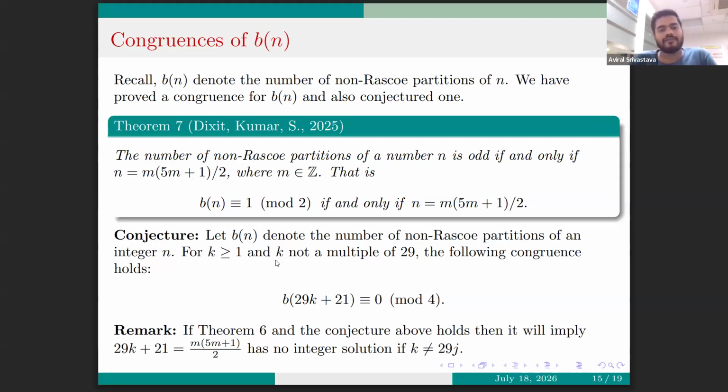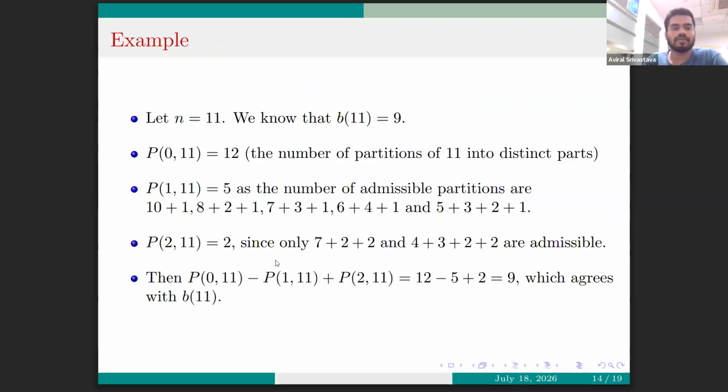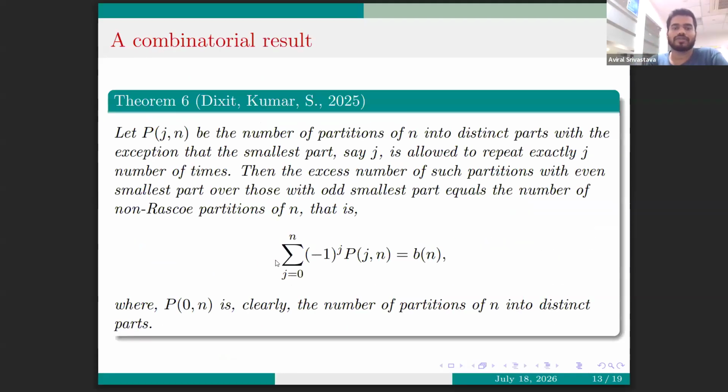Now, if we assume theorem 6 and the conjecture above, then it will imply that the Diophantine equation 29k plus 21 equals m times (5m plus 1) over 2 has no integer solution if k is not a multiple of 29. Although it is not a big deal of a Diophantine equation, one can elementarily prove this by hand. But this is just a small implication if the conjecture holds true and theorem 6 holds true.